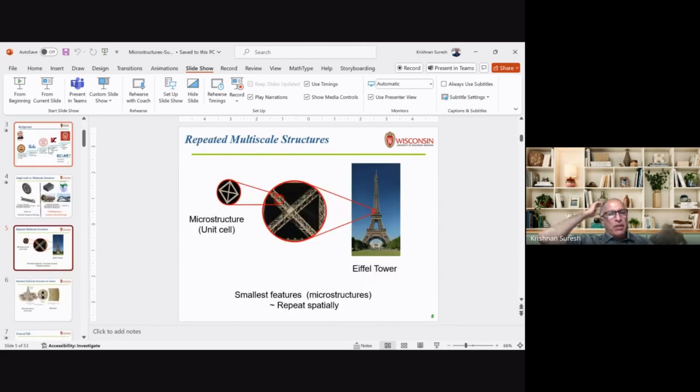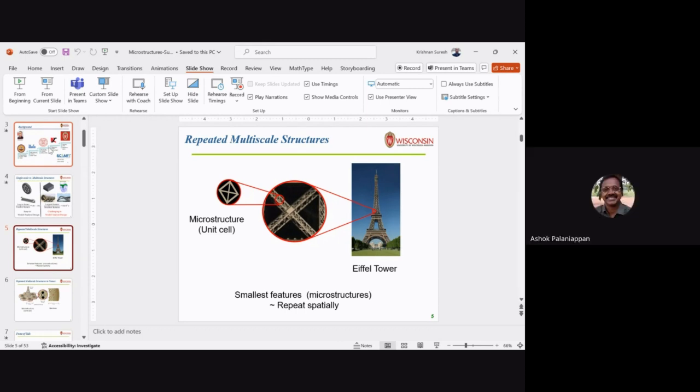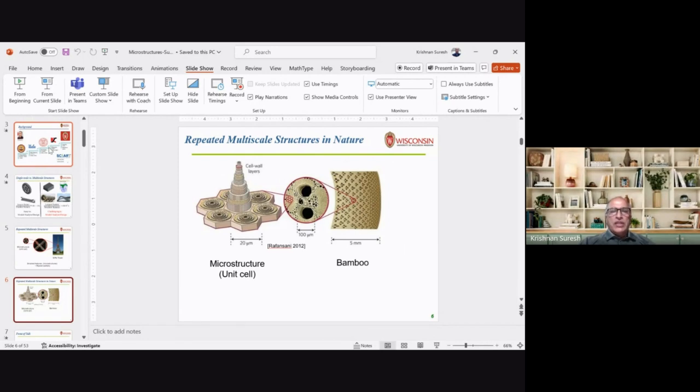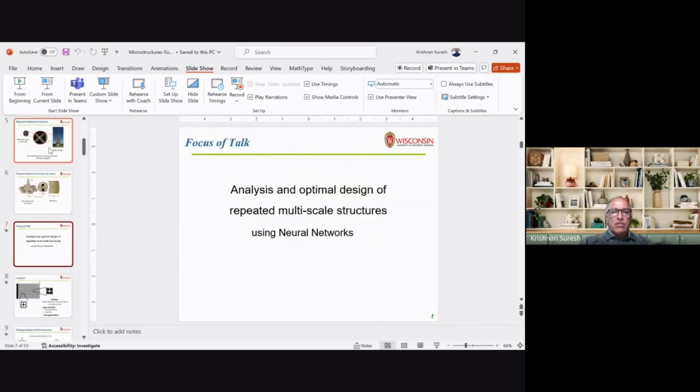I was giving an example of the Eiffel Tower. Now it makes more sense visually. You're looking at the Eiffel Tower as an example of a repeated multi-scale structure, where small structures are repeated over the entire tower. And that's what I'd like to analyze. I was also giving an example of bamboo in nature, with multi-scale structures and so on. So the question is, how do you analyze and design these repeated multi-scale structures using neural networks?